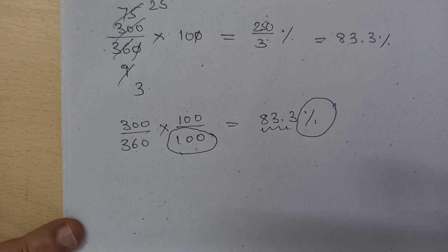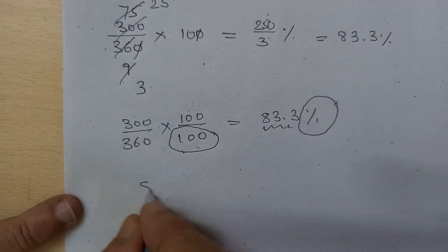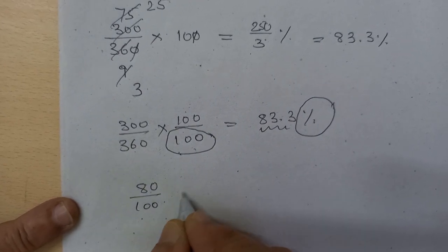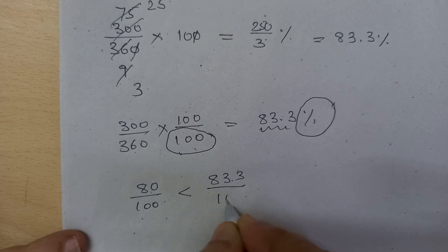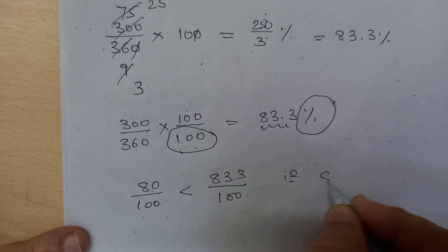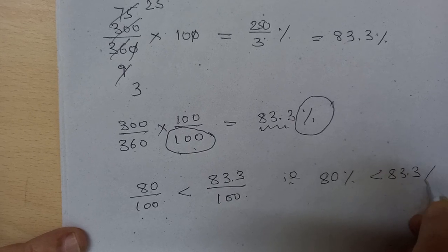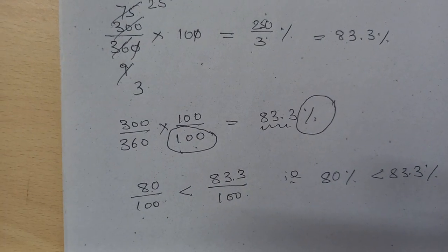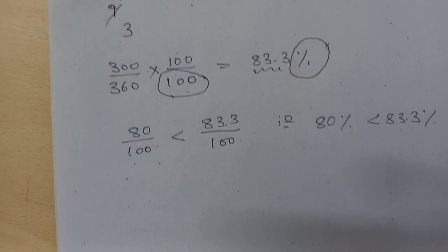Now can you compare these quantities? 80 upon 100 is obviously less than 83.3 upon 100. That is, 80% is less than 83.3%. Now Anita can say that she has done better in her exams.